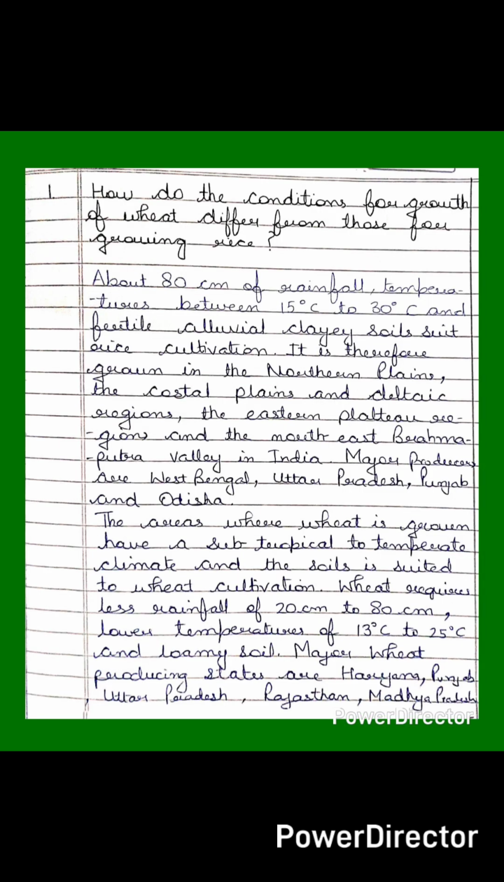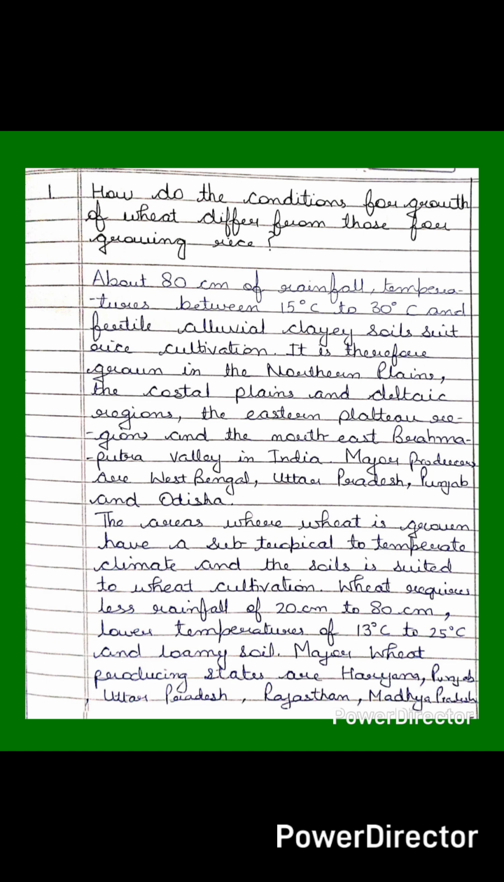Next, answer the following questions in detail. Question number 1. How do the conditions for growth of wheat differ from those for growing rice? Answer: about 80 cm of rainfall, temperatures between 15 degrees Celsius to 30 degrees Celsius, and fertile alluvial clay soils suit rice cultivation. It is therefore grown in the northern plains and the coastal plains and deltaic regions, the eastern plateau region and the northeast Brahmaputra valley in India.